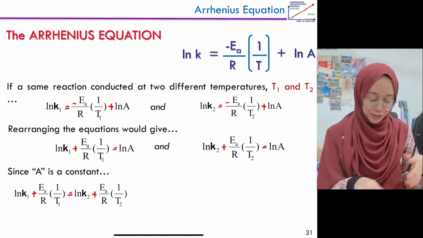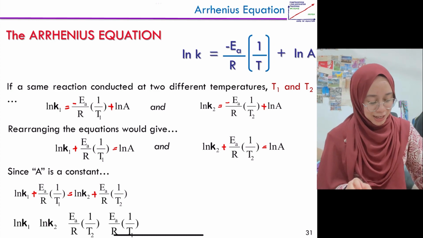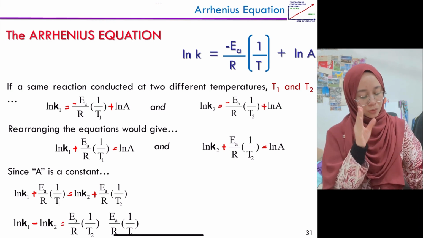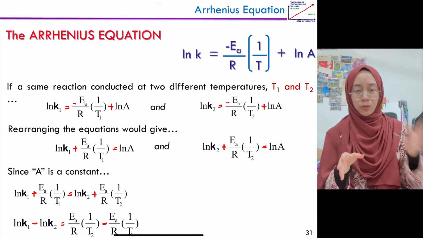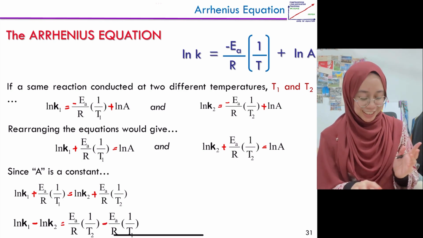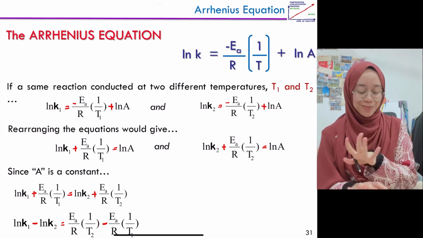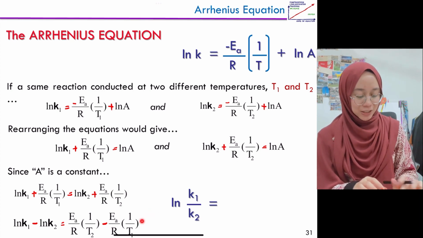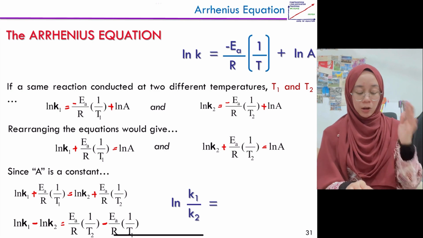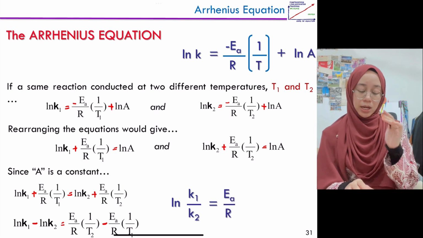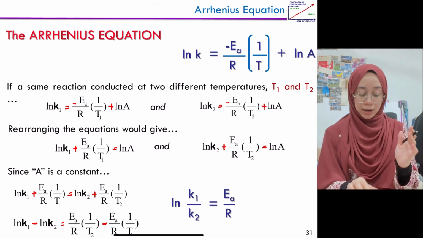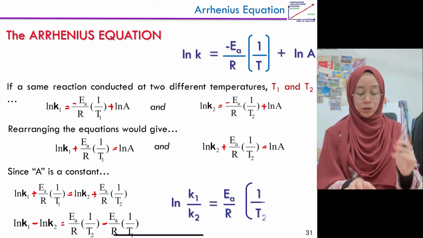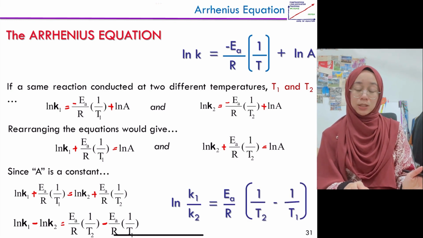So bila kita rearrange balik juga benda ni, so apa yang kamu akan dapat adalah ln K1 minus ln K2 equals to EA over R 1/T2 minus EA over R 1/T1. Okay, oh banyaknya equation kan. Okay, tapi the final part ni, ini yang paling penting sebenarnya. Ini je yang kamu kena tahu sebenarnya. So basically daripada yang bawah sekali ni tadi kan, so kita boleh simplifykan. Dia boleh jadi ln K1 over K2 is equals to EA over R. So kita bawa keluar EA over R, since dua-dua dekat this side ada EA over R, so kita factorize bawa keluar, so dia akan jadi 1/T2 minus 1/T1.